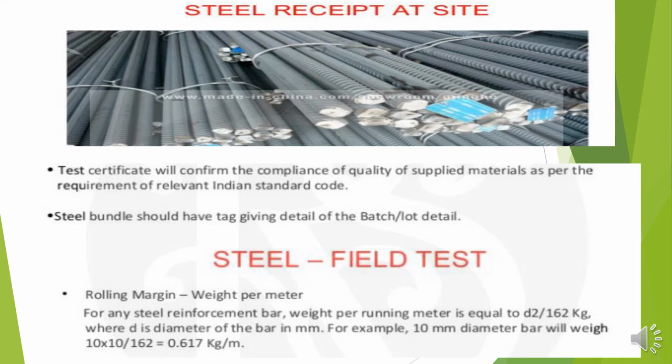Steel field test. Rolling margin and weight per meter. For any steel reinforcement bar, weight per running meter is equal to D square divided by 162 kg, where D is the diameter of the bar. For example, for a 10 mm dia, it will be 10 into 10 divided by 162 is equal to 0.617 kgs per running meter.